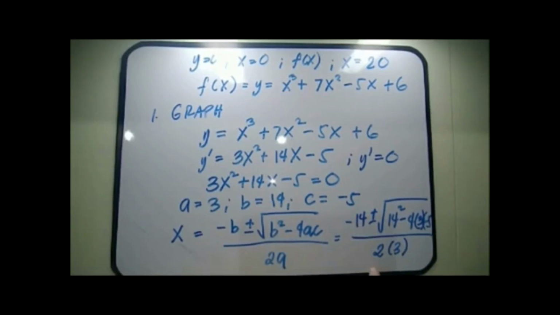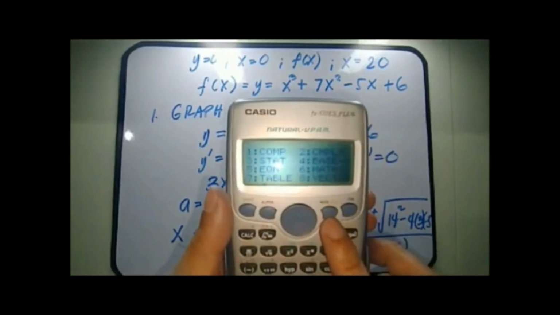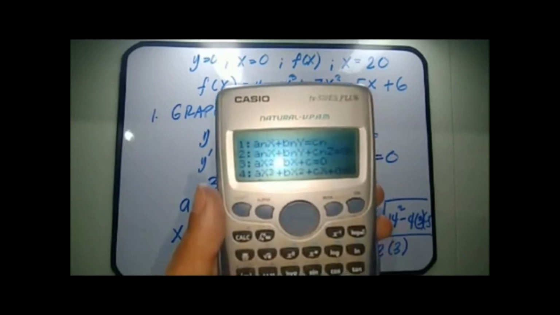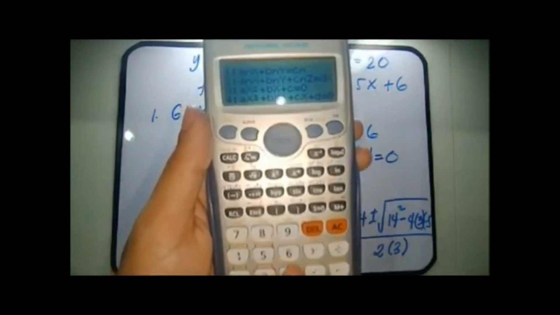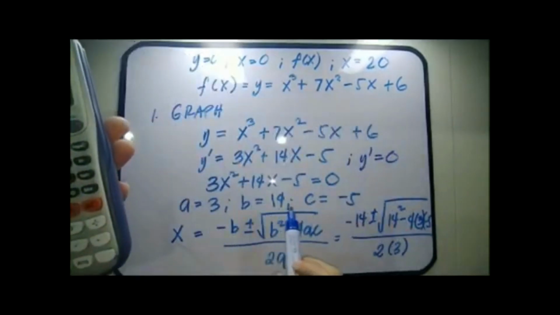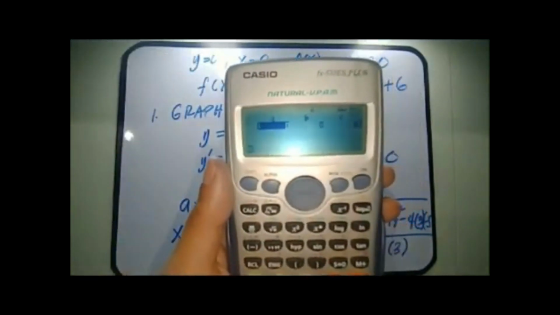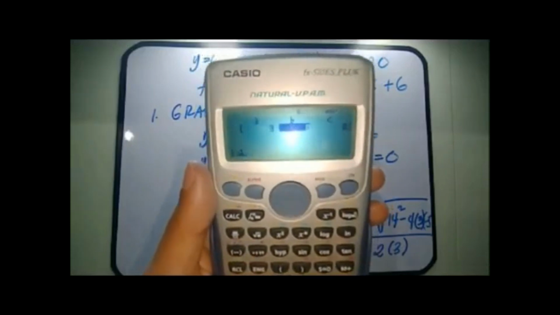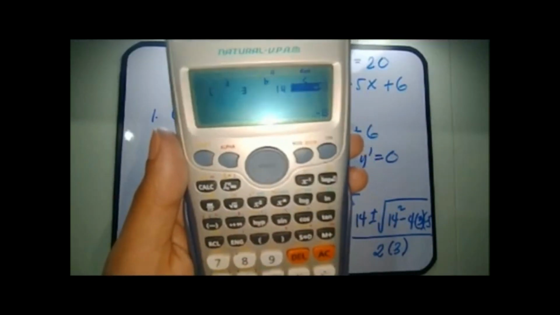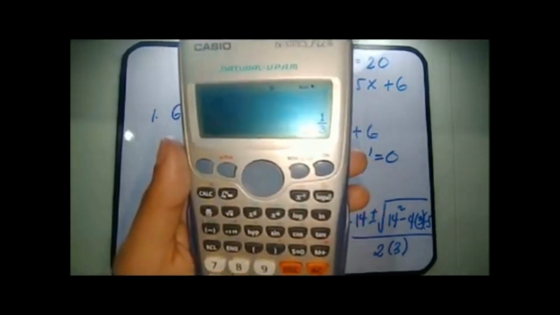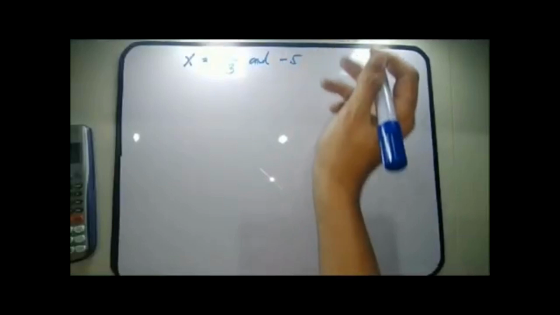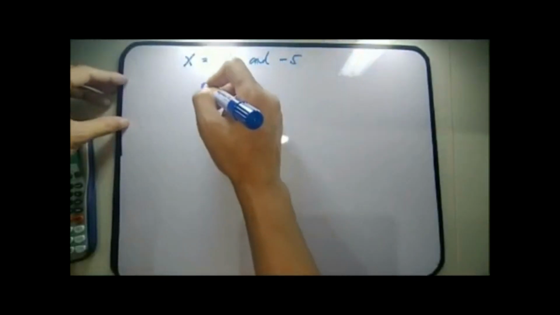So mode equation tayo guys. So mode equation, that is 5, and you have here quadratic, that is 3. Then we input the values. So for the coefficient of the variable, we have here 3, 14, and negative 5. So equals lang. So equals, you have here yung first root natin guys is 1/3. That is x sub 1 is 1/3 and x sub 2 is negative 5. So we have two critical points.